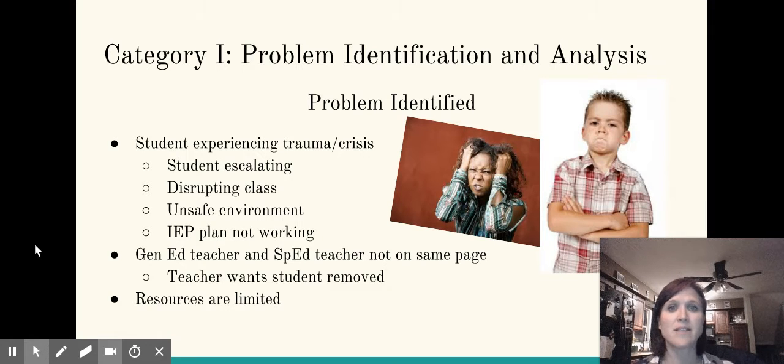Problem identification and analysis. So the problem that's identified is that the student has experienced trauma. He's going through a crisis right now in his life, which is causing him to escalate, disrupting the class, making the environment for the teacher as well as the students unsafe, and the current IEP plan is not working. The general education teacher and the special education teacher, they're not on the same page. The teacher wants the student removed. However, the special education teacher doesn't feel that is necessary or is in the child's best interest. Also, resources are limited, which can also be a problem in order to meet that child's needs.